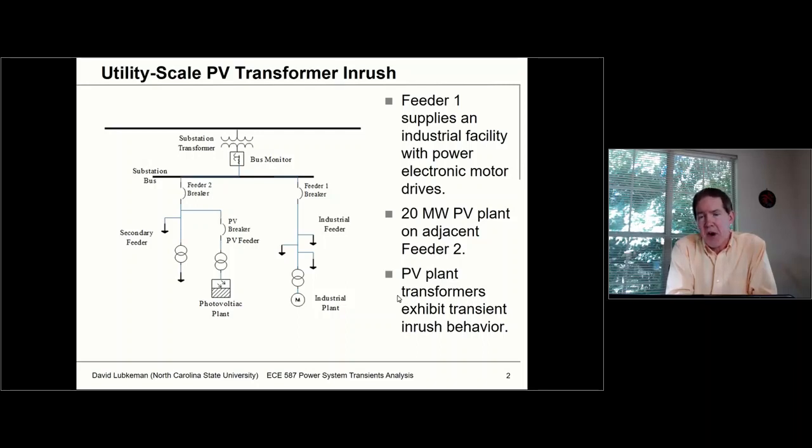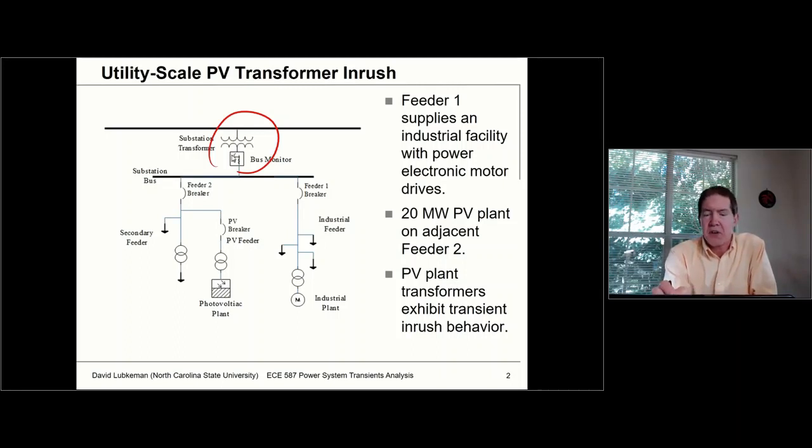The case I have right here is a situation where we have a large photovoltaic system at the distribution level. In this case, it's 20 megawatts, so it's a pretty large PV facility. We have a substation, and basically this is going to have multiple feeders connected up on the low side. For this particular scenario, the monitoring that we have in place is on the low side of this transformer.